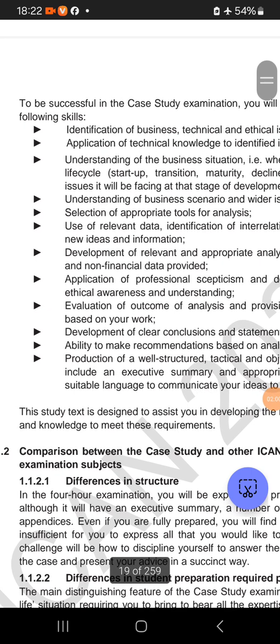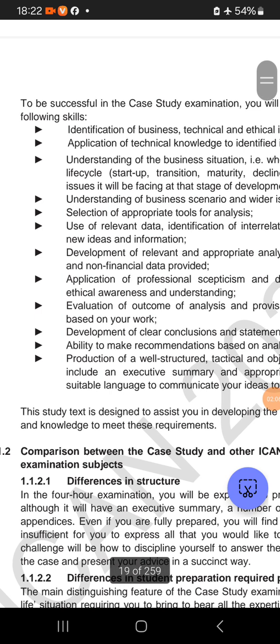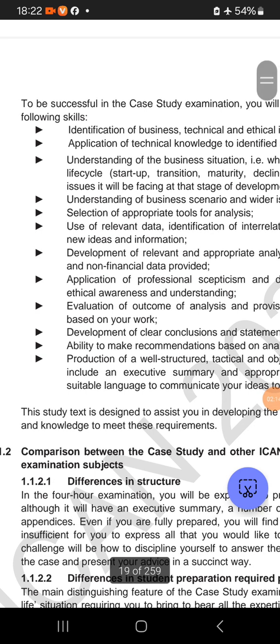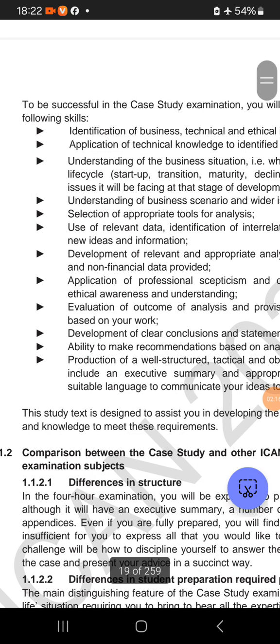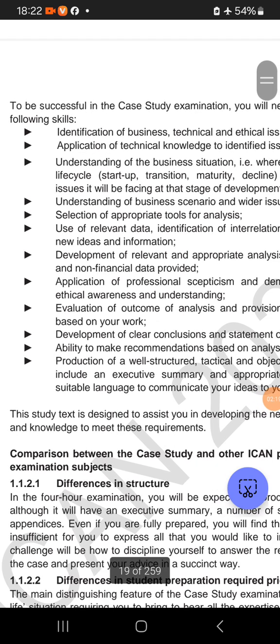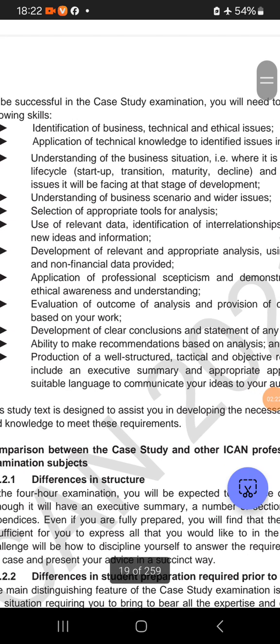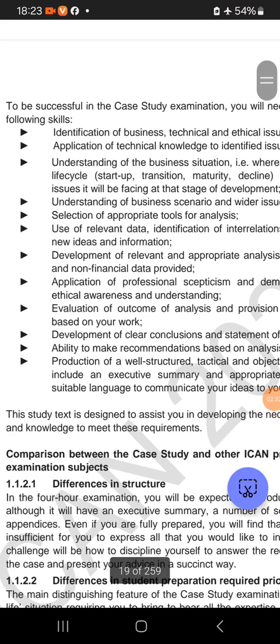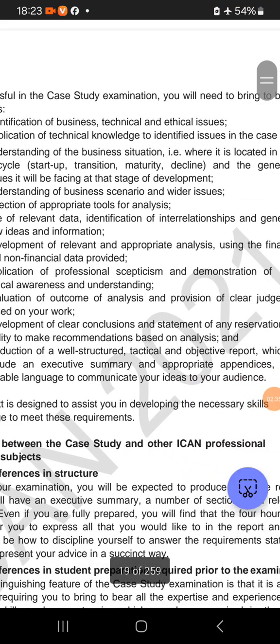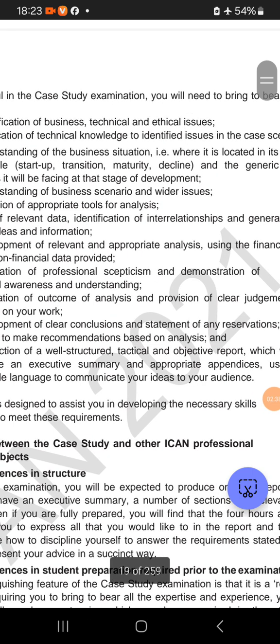Now, ICAN case study is not, one would say, hard, but you just need to possess some skills for you to fly higher in the ICAN case study. So the following are the skills that every potential case study student must possess to be successful. Number 1 is identification of business, technical and ethical issues.